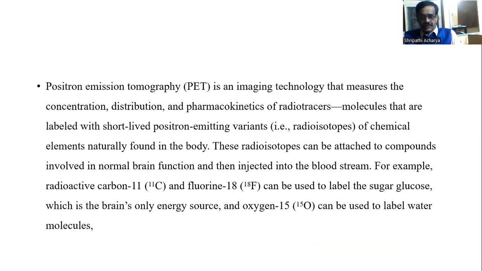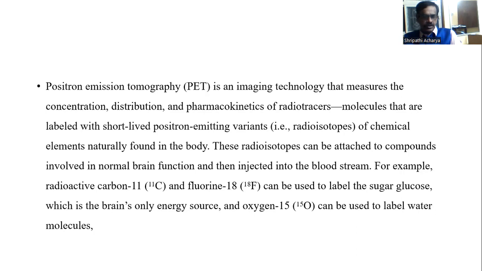Positron emission tomography, or PET, is an imaging technology that measures the concentration, distribution, and pharmacokinetics of radio tracers, molecules that are labeled with short-lived positron emitting variants, that is, radioisotopes of chemical elements naturally found in the body. These radioisotopes can be attached to compounds involved in normal brain function and then injected into the bloodstream.